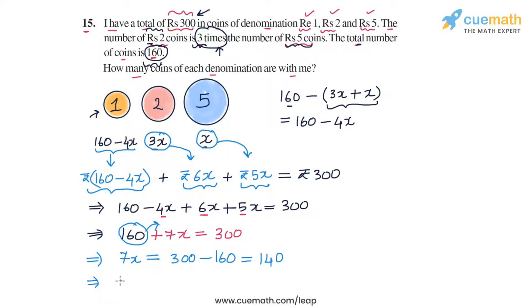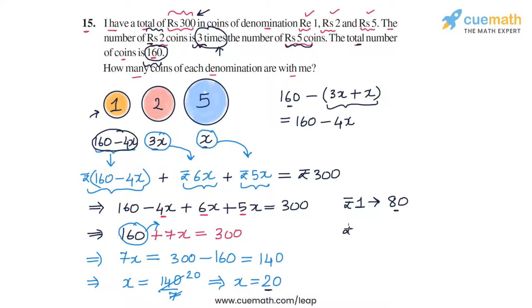And this means that if we divide on both sides by 7, we will get x is equal to 140 by 7, and 140 by 7 is 20. So we will get x is equal to 20. This means that we can now find the number of coins of each denomination. So how many 1 rupee coins will be there? 1 rupee coins will be 160 minus 4x. If x is 20, then 4x is 80 and 160 minus 80 is 80. So I have 80 1 rupee coins.